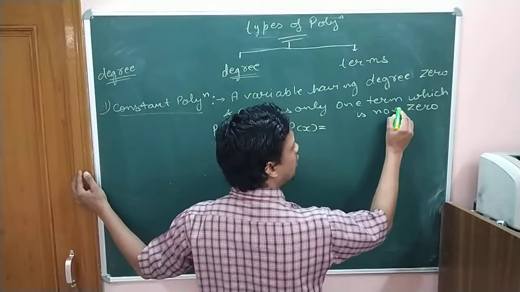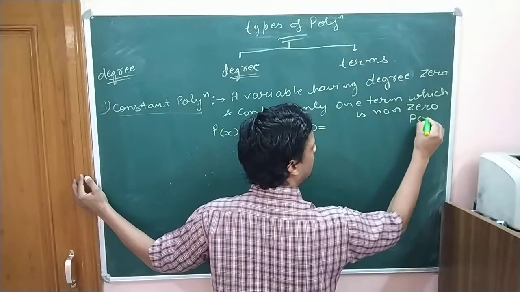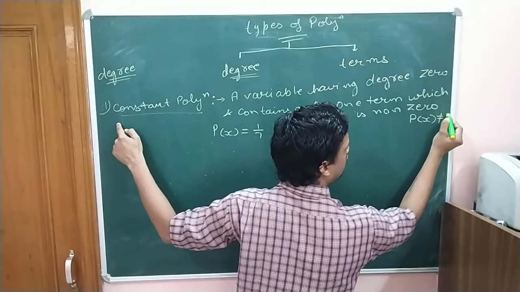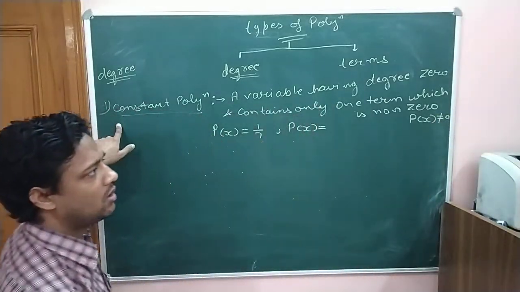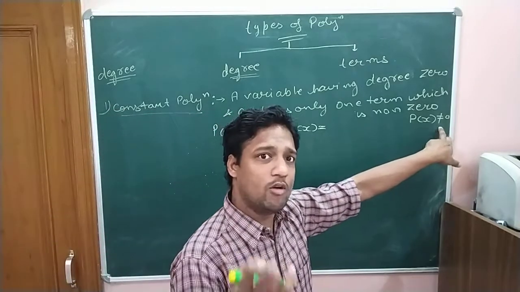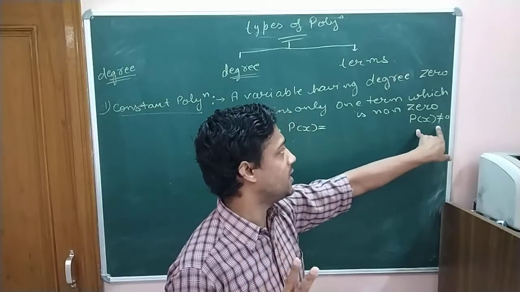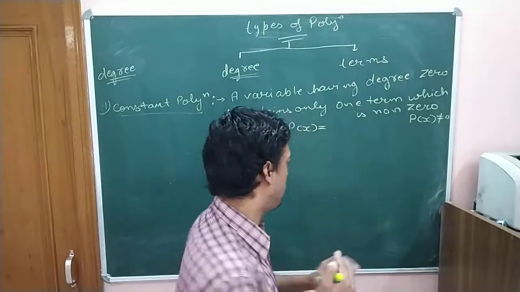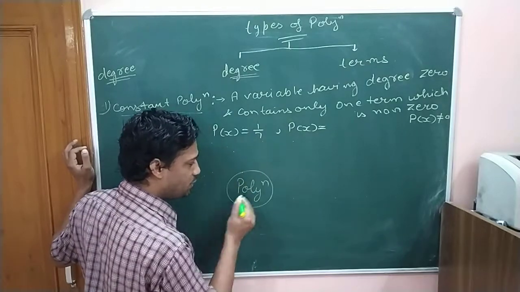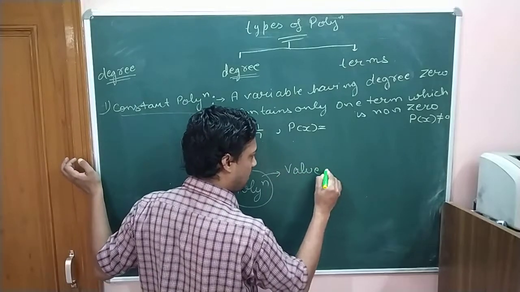Non-zero means it should not be equal to 0. Here, if we talk about the constant polynomial, p(x) cannot be equal to 0. The polynomial cannot be equal to 0, but the value of the polynomial can be 0. So there are two things: one is the polynomial itself, and the second is the value of the polynomial. Both are different things.